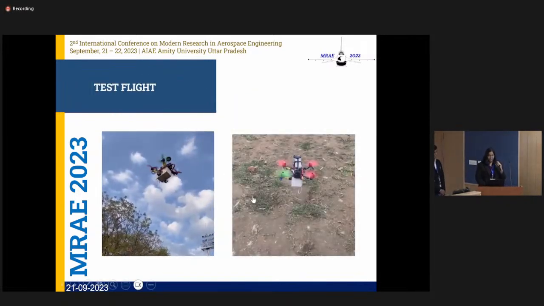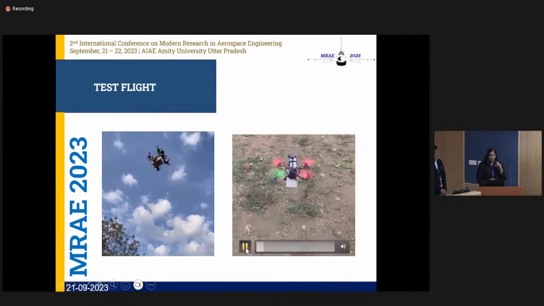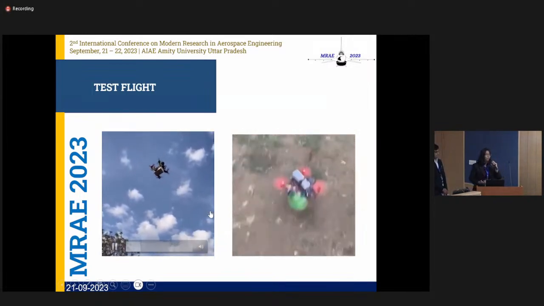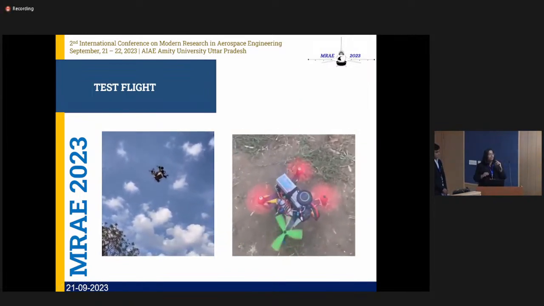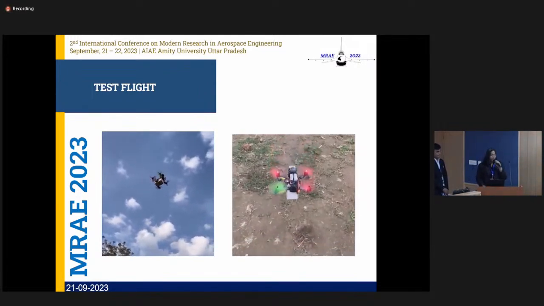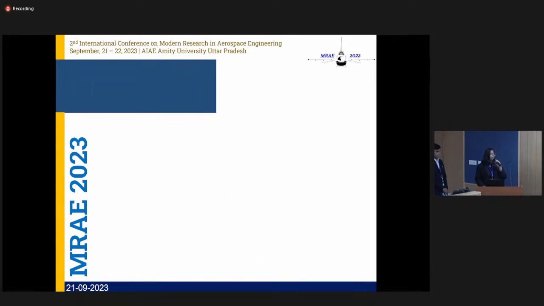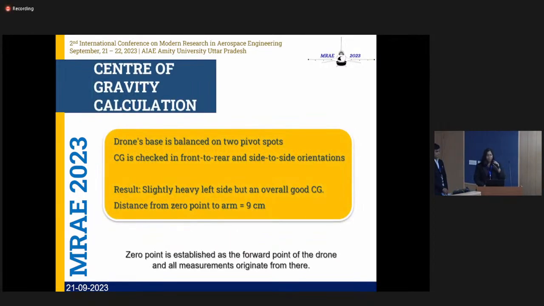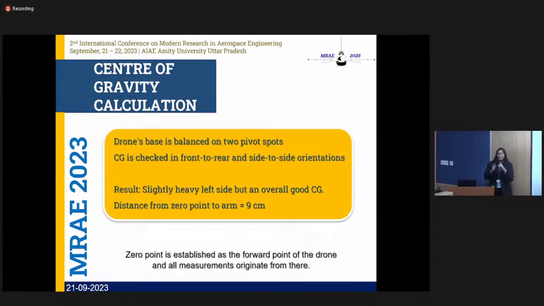So this is the test flight. The first one is the drone performing various maneuvers, and the second one is the drone landing, a very stable landing after dropping the payload. Before moving to various calculations, this was our main concern: to choose a payload dropping mechanism which is extremely simple, cost effective, and energy efficient. And on top of that, it's very easy to operate.